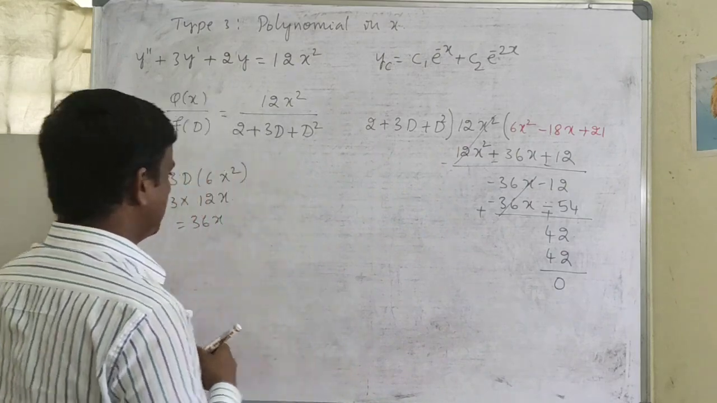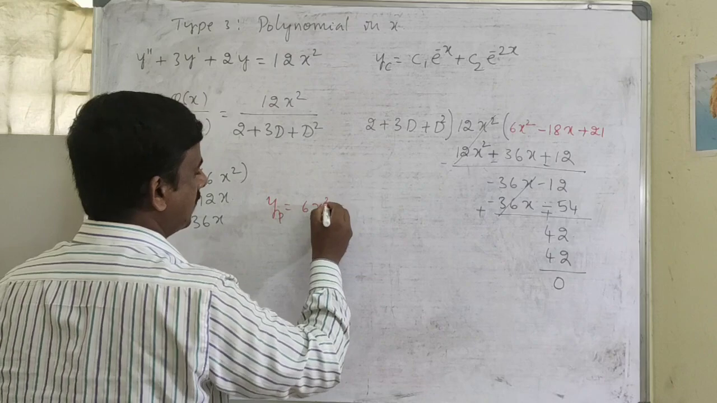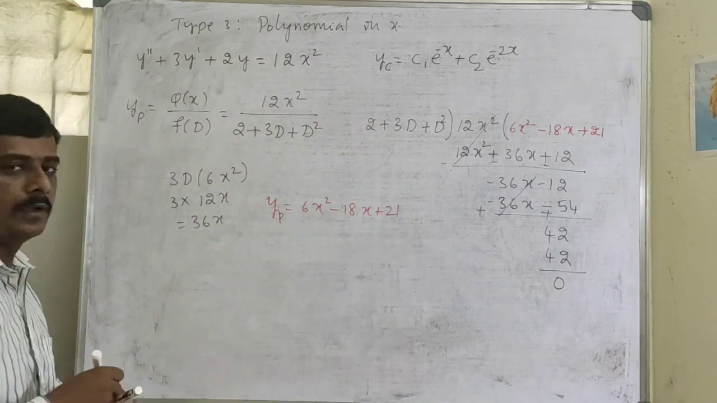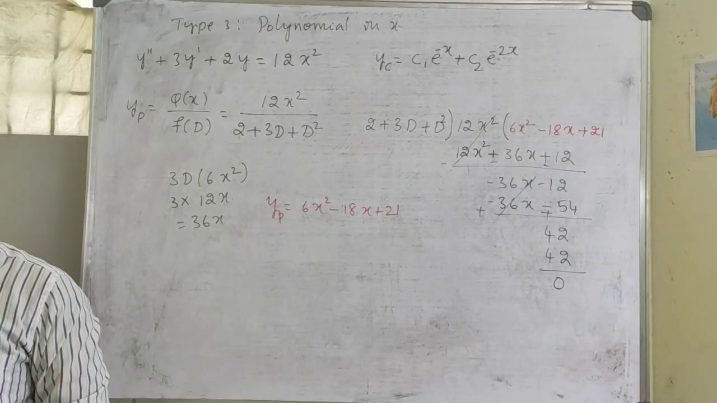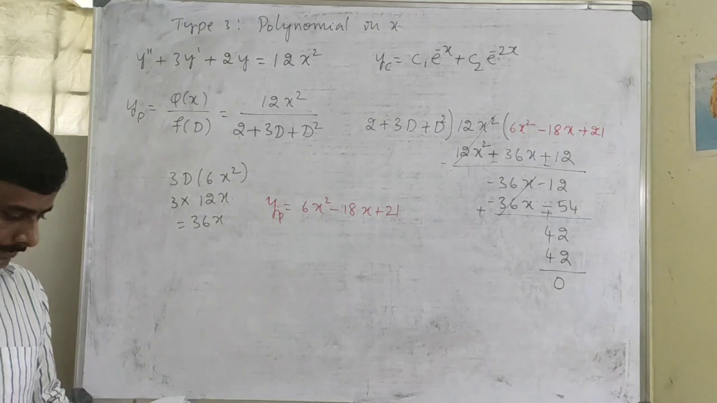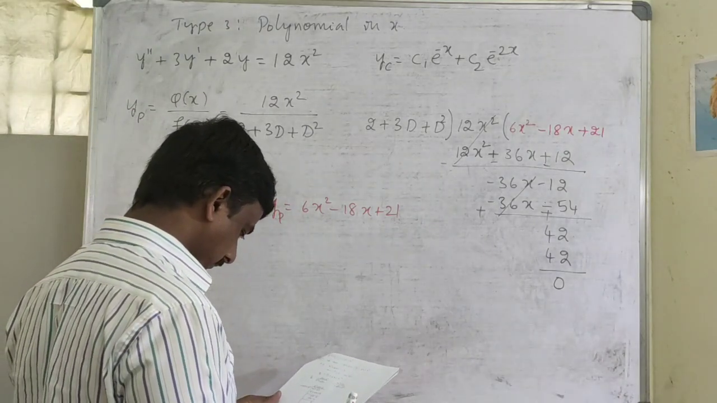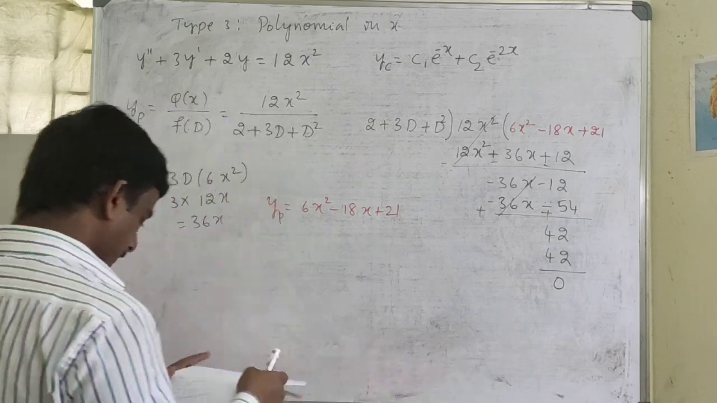So, YP is 6x square minus 18x plus 21. That is the way of finding YP, the particular integral. Now, let us take one more problem. Let us take this one.